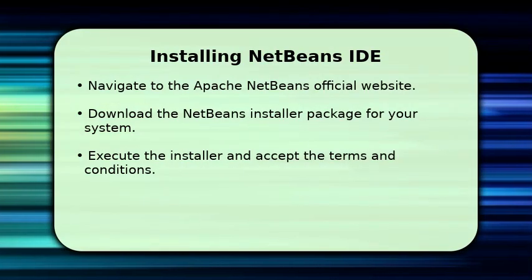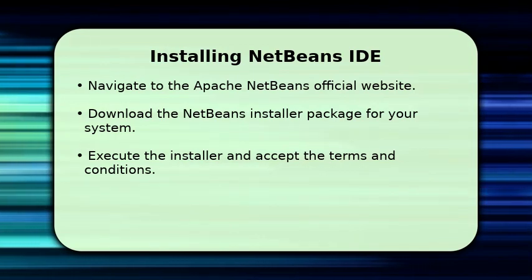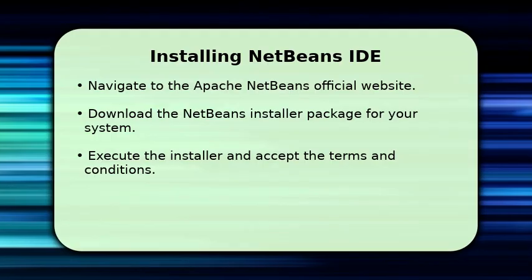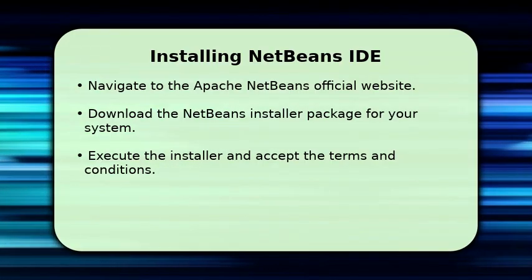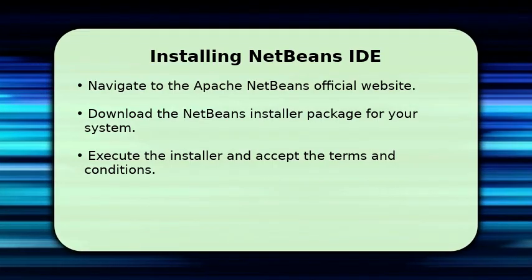Now that Java is installed, let's get NetBeans. Go to the Apache NetBeans website and download the installer. There are different bundles available. Choose the one that includes Java SE support. Run the downloaded executable file. The installer will guide you through the process, asking you to accept the license and select an installation folder. Ensure it detects your previously installed JDK.